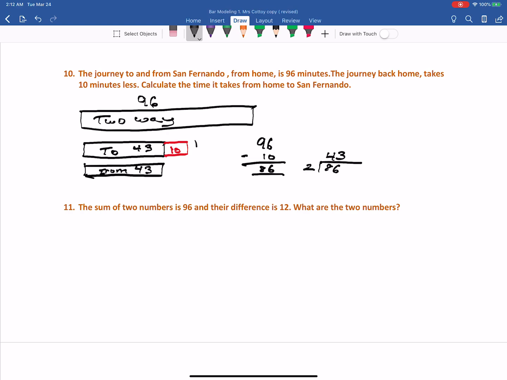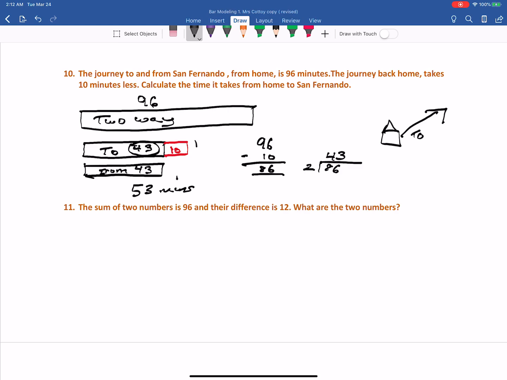Calculate the time it takes from home to San Fernando. Home to San Fernando. That's 2, that's not from. So it's 43. It's right here. Plus 10, which is 53 minutes. Hooray.